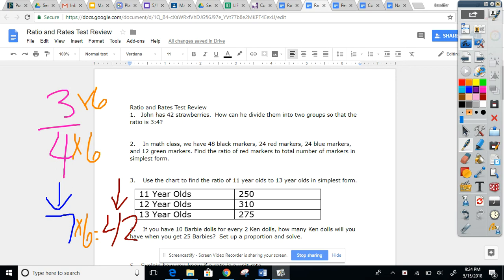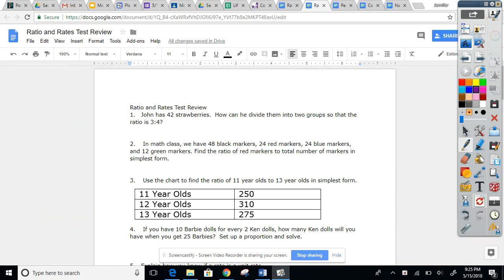3 times 6 is... Okay, so I multiply the top by 6, the bottom by 6. That's 18 over 24. If I add 18 to 24, that gives me 42.